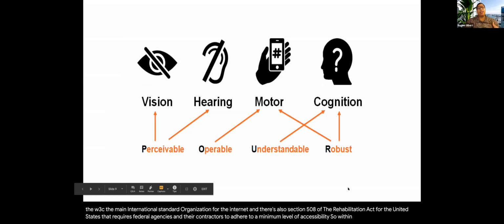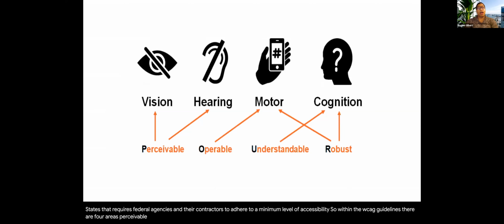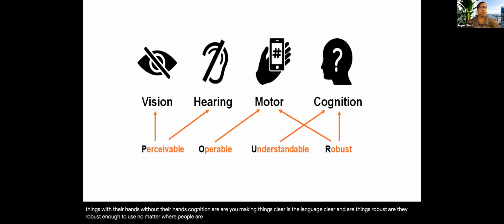So within the WCAG guidelines, there are 4 areas: perceivable, operable, understandable, and robust. So perceivable refers to vision and hearing. So what are those things that you're creating? Are those perceivable for people with and without vision, with hearing and without hearing? Operable: can people operate things with their hands, without their hands? Understandable: are you making things clear? Is the language clear? And are things robust? Are they robust enough to use no matter where people are?